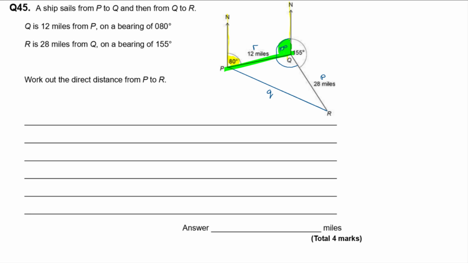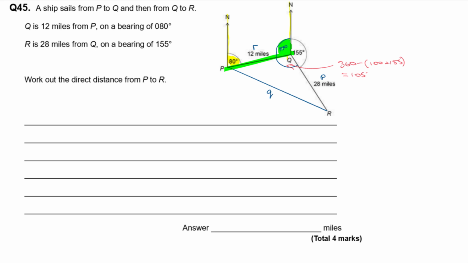And because I've got the bearing of R at 155, those 2 angles add up to 255. So angle Q, this bit here that I need to find, is going to be 360 minus the other 2 angles, isn't it? So 255 away from 360, that leaves 105 degrees. So we're going to use 105 degrees as our angle.